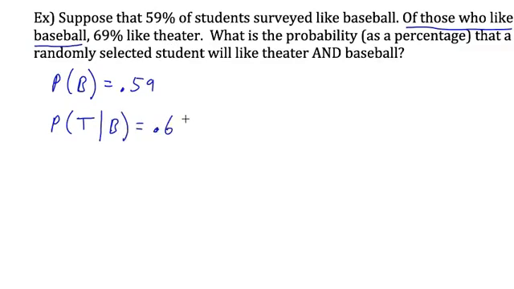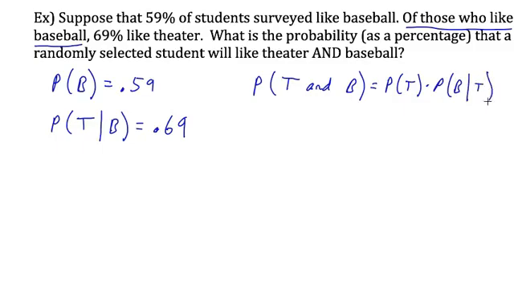Notice I changed these percentages to decimals because these probability statements don't work when we multiply percentages. We have to multiply the decimals. All right, we're looking for the probability of selecting a student who likes theater and baseball. So theater and baseball. Let's see, that would be the probability of selecting a student that likes theater times the probability of selecting a student who likes baseball, given that they like theater.